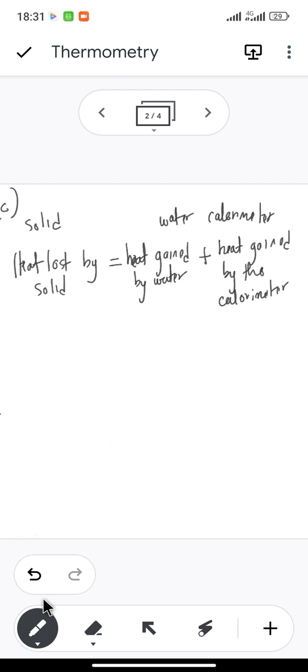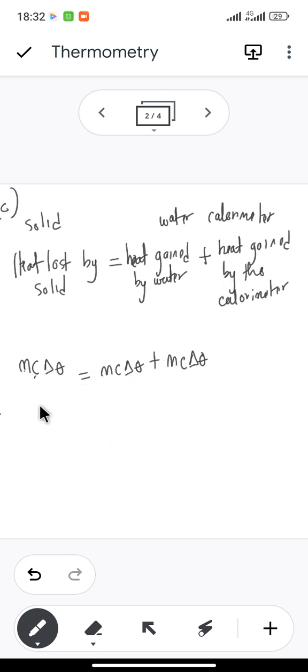So it's still going to be something like this. It's going to be MC change in theta is equal to MC change in theta plus MC change in theta. Now, the only difference is when you come to the change in theta, that's where you have a little bit of difference. The M will stand for the mass of the solid. The C will stand for the specific heat capacity of this solid. The M here will stand for the mass of the water. The C here will stand for the specific heat capacity of the water. M here stands for the mass of the calorimeter. C stands for the specific heat capacity of the calorimeter.